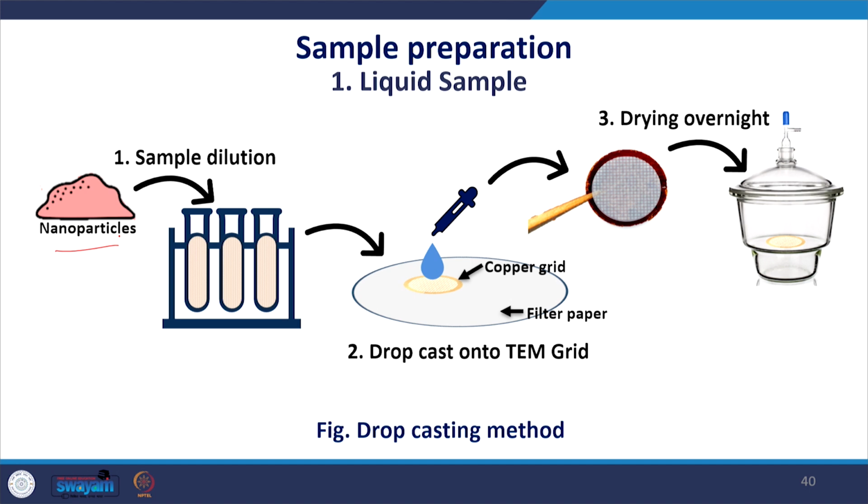Once you prepare the nanoparticle, dilute the nanoparticle in the appropriate solvent, then drop cast onto a TEM grid. The TEM grid is placed on a filter paper and you can add a drop of your nanoparticle solution. Then you have to dry it overnight in a desiccator. The excess nanoparticle solution can be absorbed by the filter paper. This is called the drop casting method.